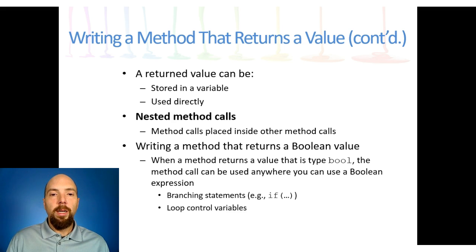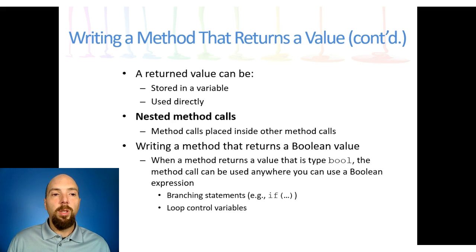All right, so when I call a method and I pass arguments to it, I have a couple of options if it's going to return a value to me. I can just simply use it directly, so I could take that value and display it out to the screen, or I could put it right into a variable, which is typically how we're going to use the return value types.